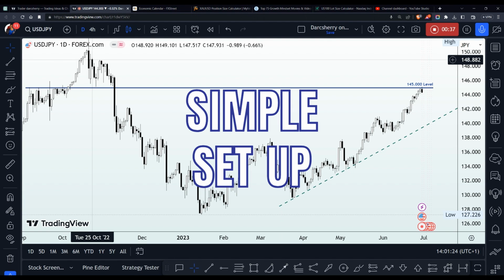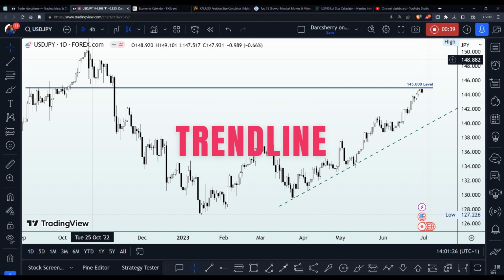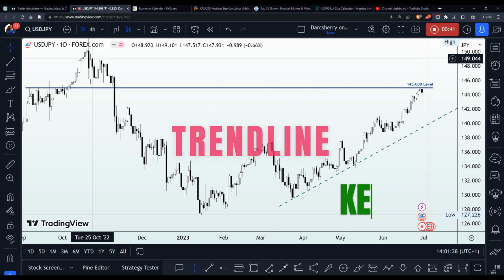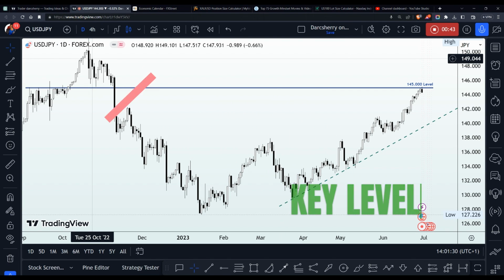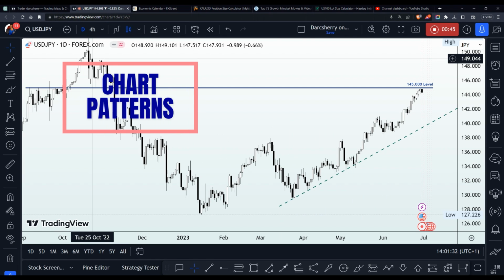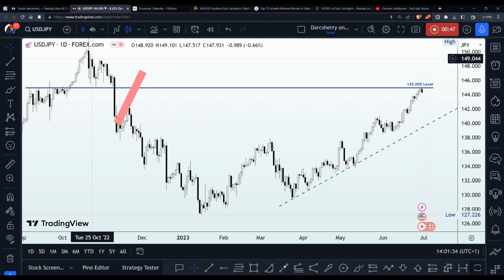structure effectively. As usual, we will be using trend lines, key levels, and chart patterns to gain insight into historical price movement and make an informed trading decision ahead of the week.